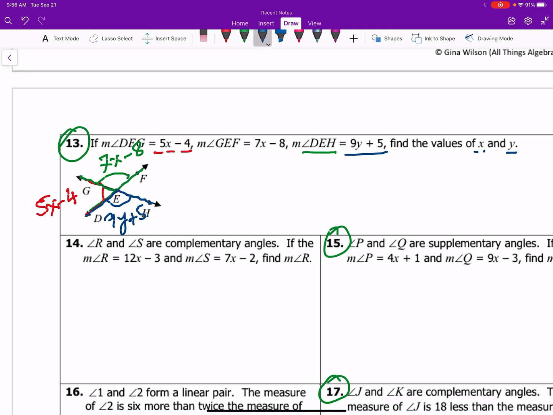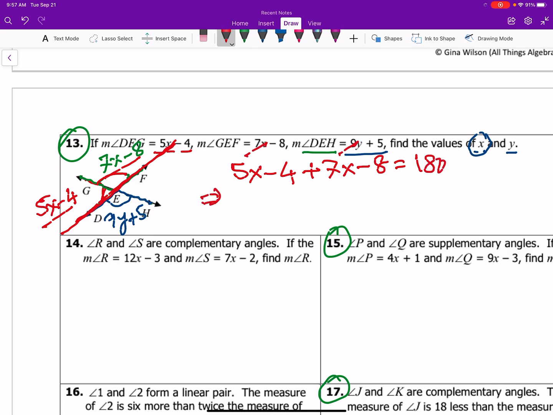First you should say how you can relate those angles. The easiest way is to relate x. If you look at it, you see this angle and this angle are adjacent and on a straight line, so they should be supplementary to each other. Supplementary angles add up to 180 degrees. So 5x minus 4 plus 7x minus 8 should give you 180. Solve for that.